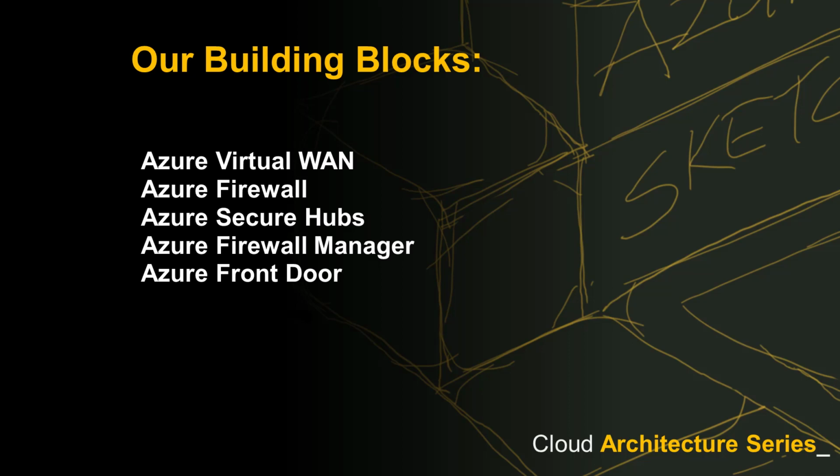So let's just start off with each of these. Today's session is focusing on network and routing, security and isolation. Those are two pillars of the 7 principles we covered last week. And now I'm going to go through what is the makeup, or how do you actually configure this thing? What does it look like? Azure Virtual WAN, Azure Firewall, Azure Secure Hubs, Azure Firewall Manager, Azure Front Door.